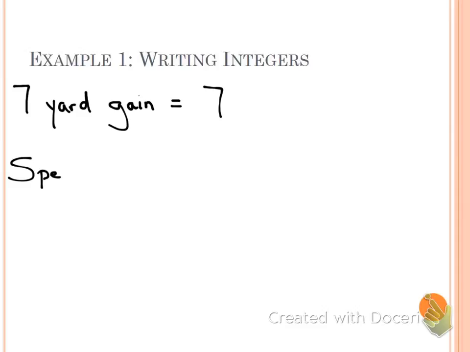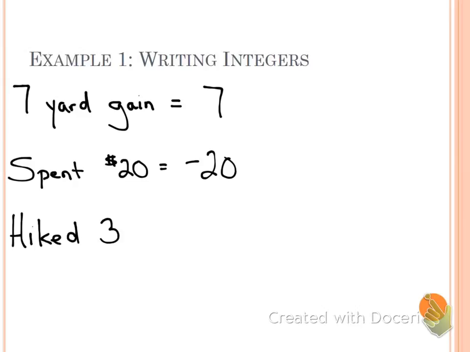What about that I spent $20? How would I write that as an integer? Write it on your papers. All right, what is it? Negative $20, right? I spent it. I lost it. All right, so that's going to be negative because I'm out $20.